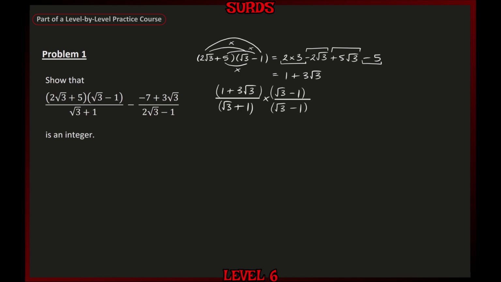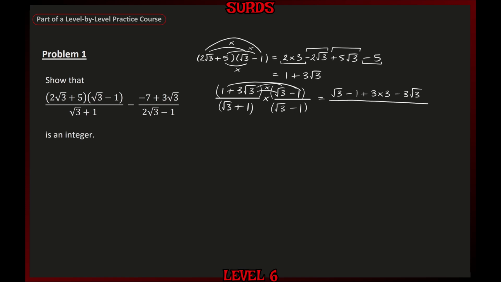So starting with the numerator, we've got 1 multiplied by root 3. That just gives us root 3. Next, we have 1 multiplied by minus 1, which is minus 1. We have 3 root 3 multiplied by root 3. This gives us plus 3 times, and root 3 times root 3 is just 3, so we get 3 times 3. And finally, 3 root 3 multiplied by minus 1 gives us minus 3 root 3.